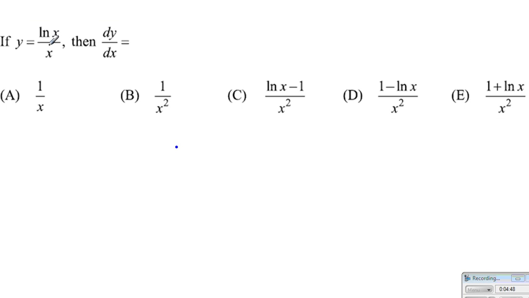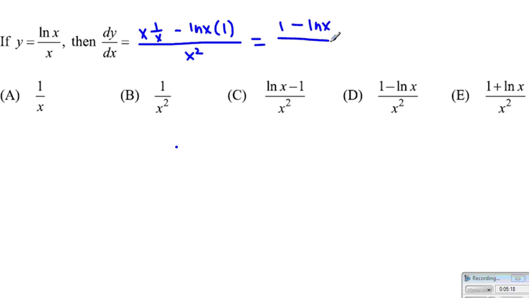Alright, in this case, you have to take the derivative of this. You can use the quotient rule. First the denominator has to be squared, and the denominator times the derivative of the top, which is 1 over x, minus top times the derivative of the bottom, which will be simply equal to 1. If you simplify this one, x times 1 over x becomes 1, minus ln of x, over x squared, which becomes choice D. Alright, let us move on.